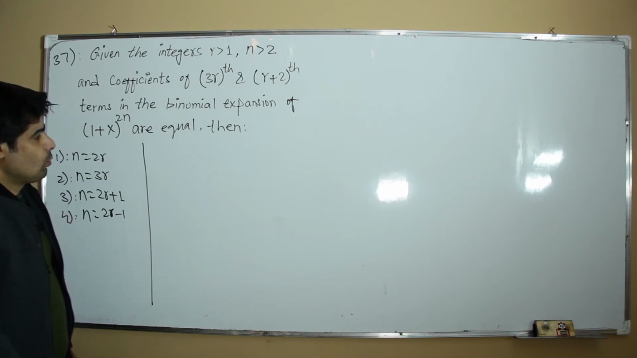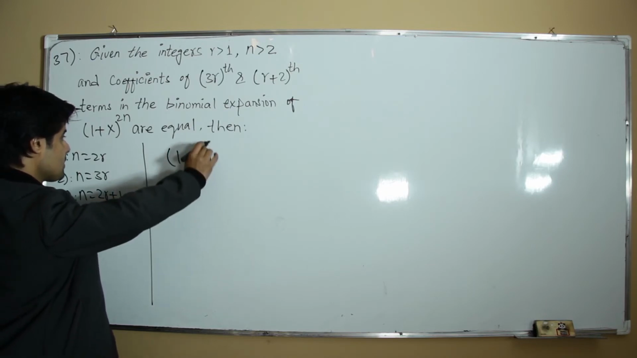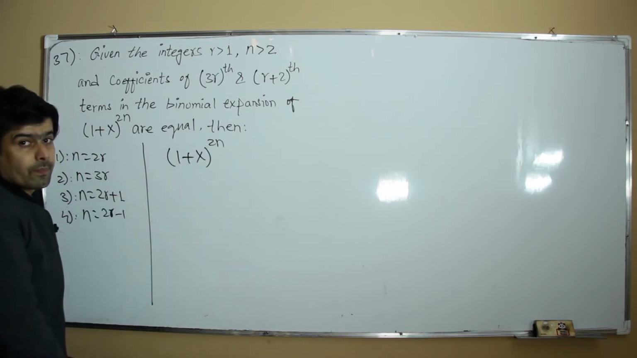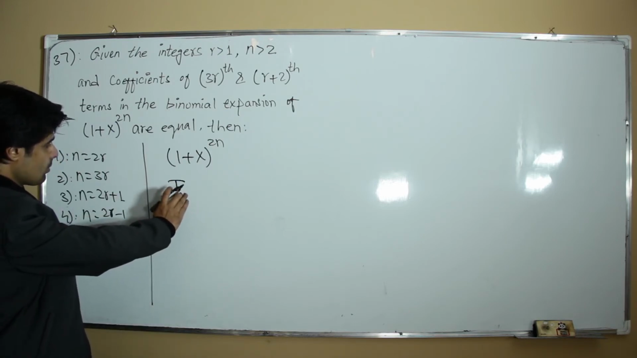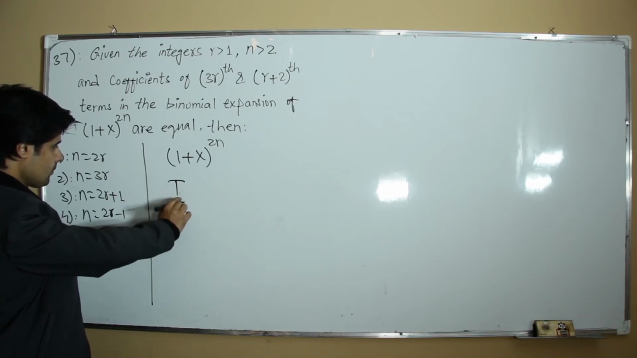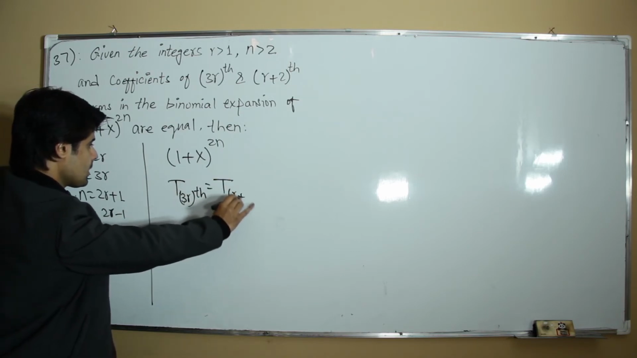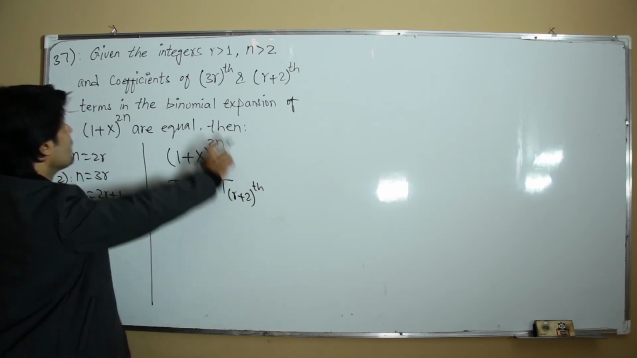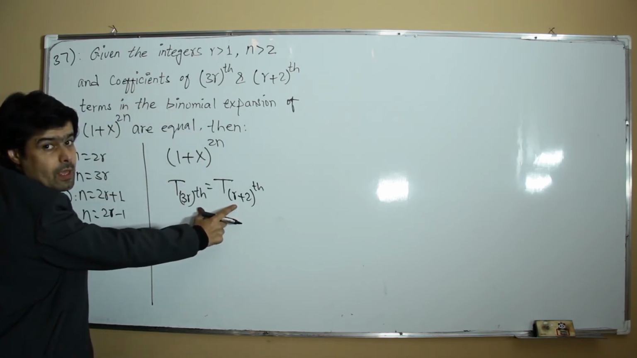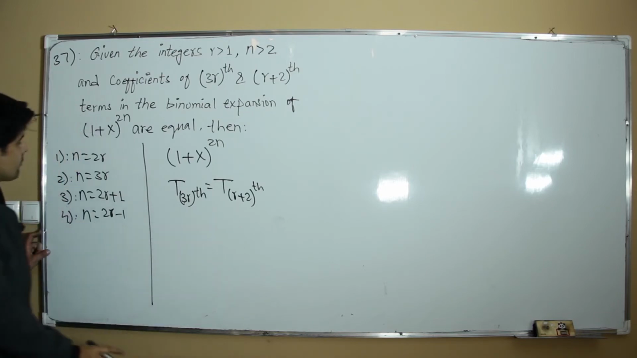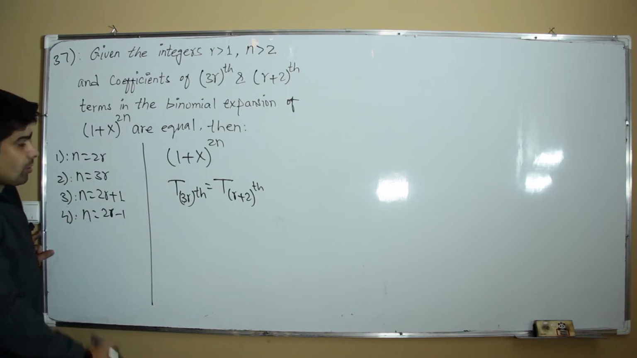First, you have to know what the question is. The question is that the given binomial expansion is 1 plus x raised to the power 2n. Which coefficients are same? The 3r term and the r plus 2 term. These coefficients of this binomial expansion are same. Now, what is the relation between n and r? n is 2r, n is 3r, n is 2r plus 1, or n is 2r minus 1.